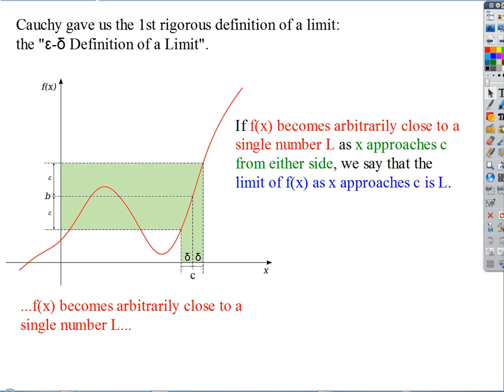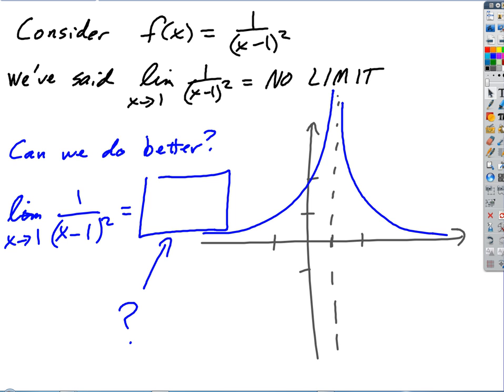If the function becomes arbitrarily close to a single y value, L, as x approaches c from either side, it's a limit. Now that doesn't work here in this case though, does it? The one that we're currently talking about. If we look at something like this, it doesn't work. If we want to know what y value the ant thinks he's going to approach, the closer he gets to x equals 1, the more ridiculously fast the function is blowing up, and so he's never approaching a single value, right? This is clearly no limit.